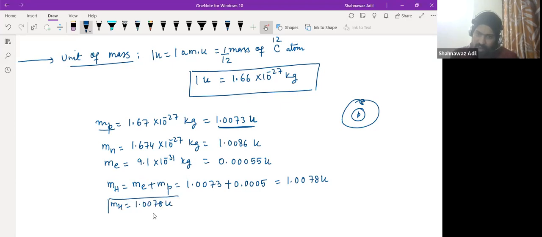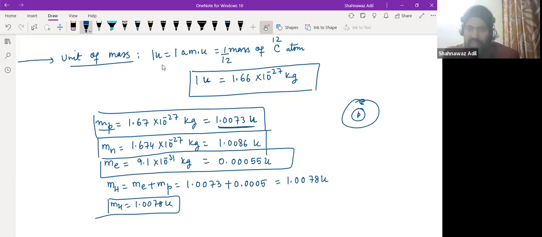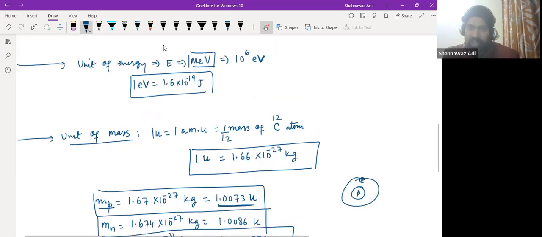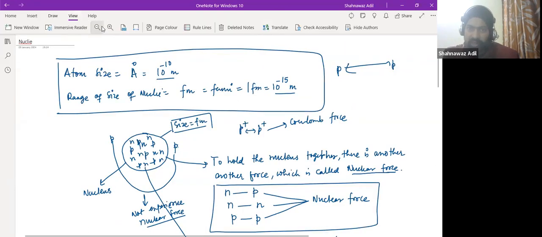So we will measure all the masses in U, atomic mass unit. And these are very important numbers. Please remember, these are very important for this chapter. Okay, so please note this down, and then we will talk about the other things.